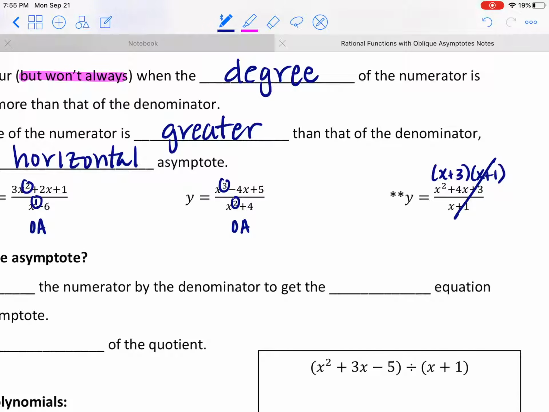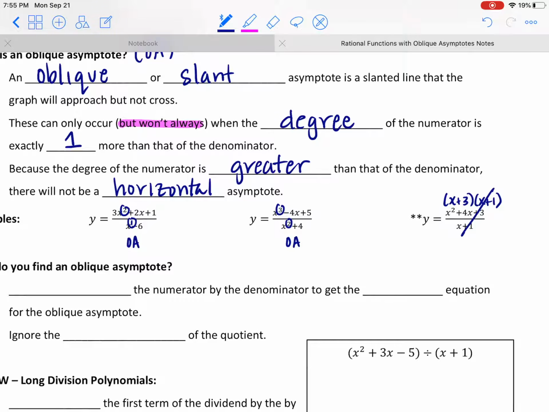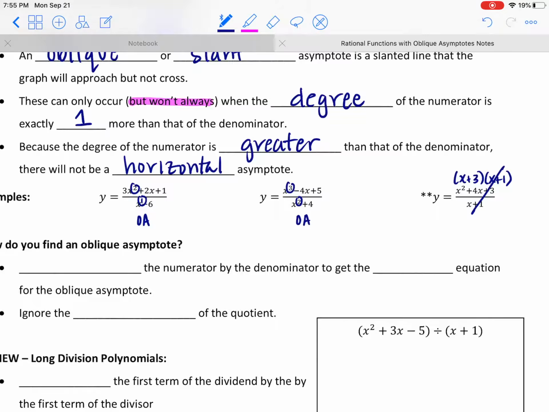It's going to be a rational function with a removable discontinuity. So again, these obliques can only occur when the degree of the numerator is exactly one more than the denominator, but that doesn't mean they have to occur. So we want to make sure that the function isn't factorable and reducible before we decide if there's going to be an oblique asymptote. And also, if you just graph it first in Desmos, you're going to see whether or not one of these slanted asymptotes is happening.